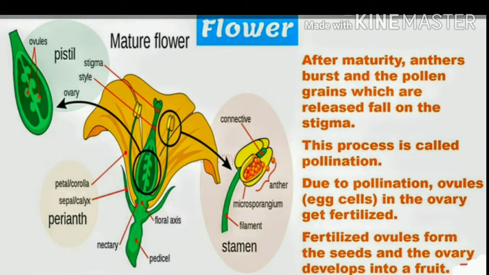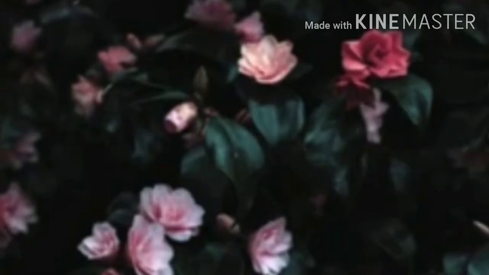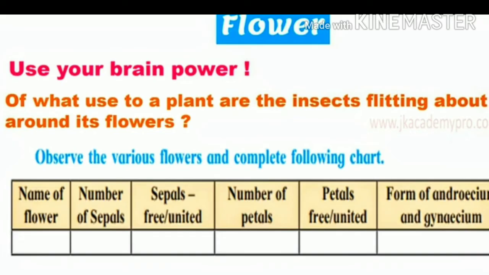Now, due to pollination, ovules, that is egg cells in the ovary, get fertilized, and fertilized ovules form the seeds and the ovary develops into a fruit. So, this is how the flower gets converted into a fruit of the tree. Now, students, observe the various flowers and complete the given chart. Okay, students, hope you have understood flower, parts of flower, right? Okay, now let's learn about fruit.